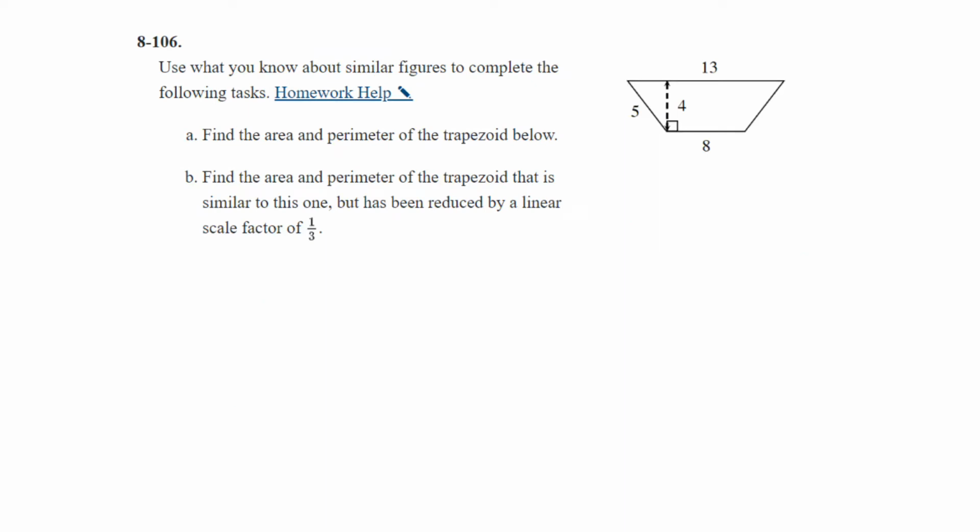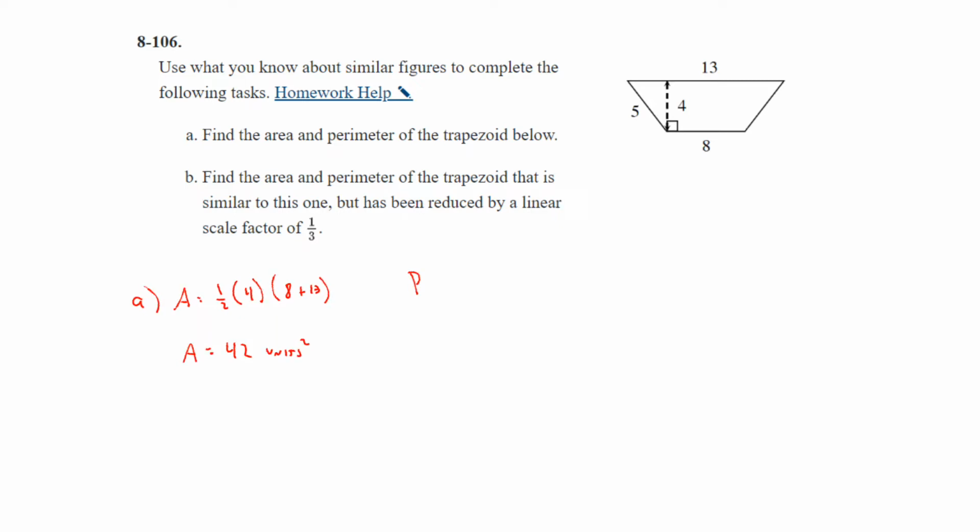Question 106. Use what you know about similar figures to complete the following tasks. Part A. Find the area and the perimeter of the trapezoid below, or in this case off to the right. So we can find the area is 1/2 times the height, which is 4, times the sum of the bases, 8 plus 13. So the area would be equal to 42. And it doesn't have any units on there, so we got units squared.